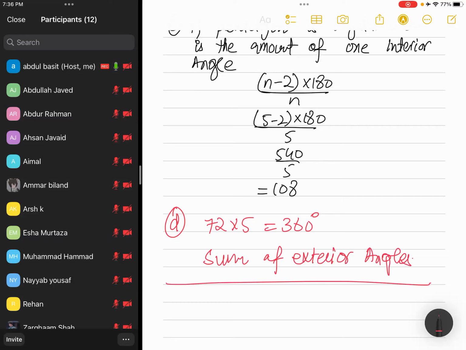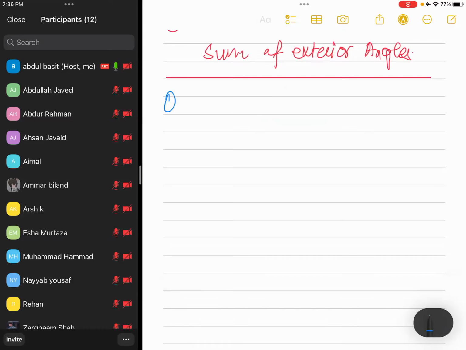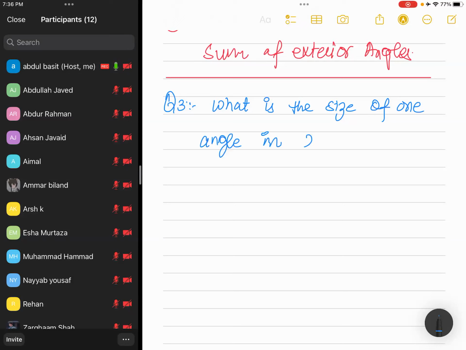Okay. For example, let me ask you a question, a camera style question. What is the size of one angle in a 24-sided regular polygon? One interior angle, let me write here.